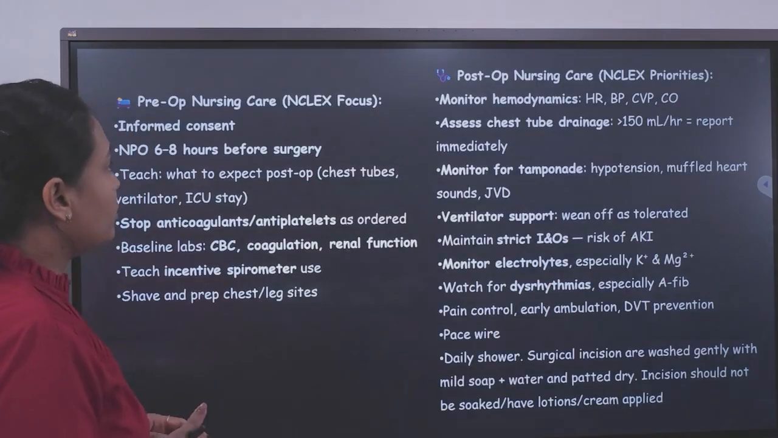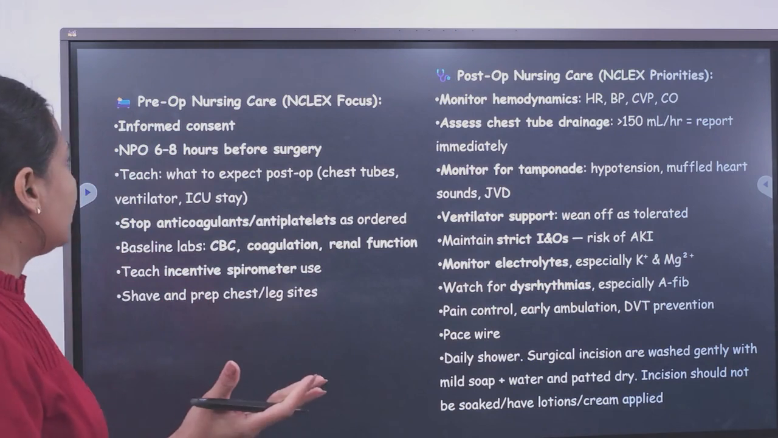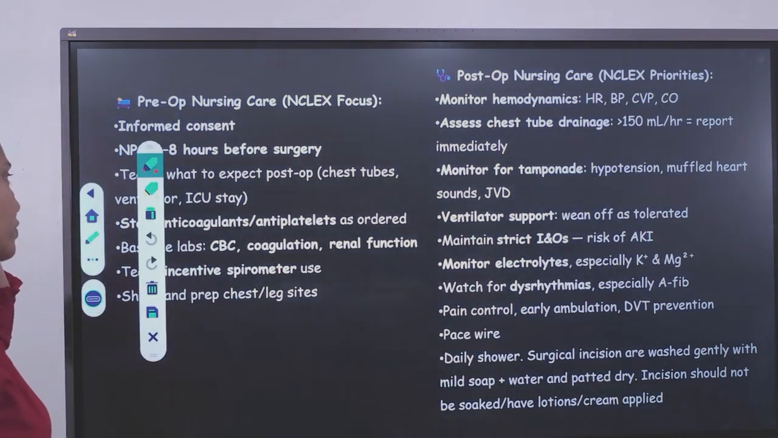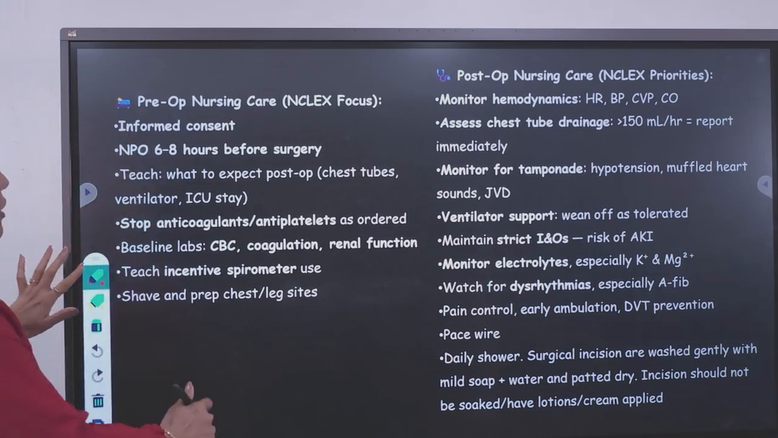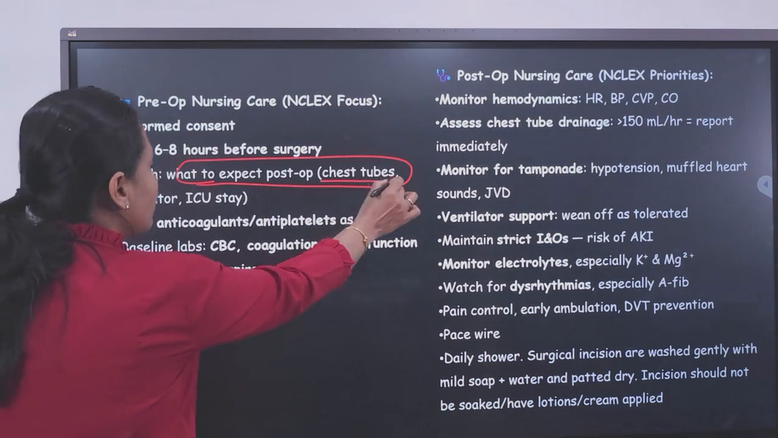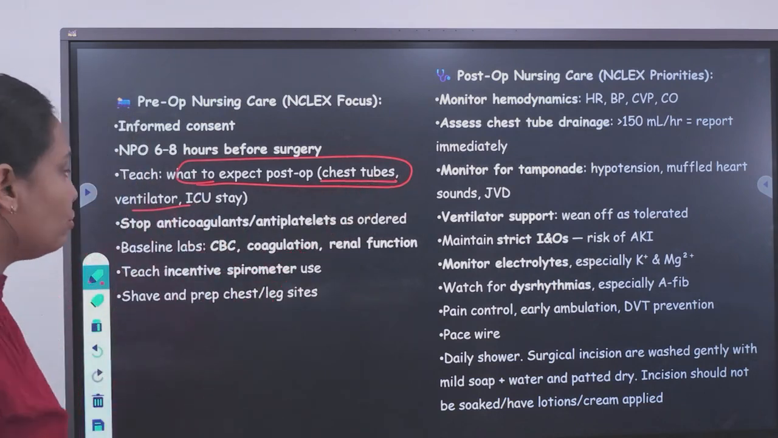Now we are going to read together. So pre-operative care, what are you going to do? Informed consent, NPO. The patient is going to be NPO for 6 to 8 hours before surgery. We have to teach the patient what to expect post-operatively. So the patient will have a chest tube, a ventilator, and will be in ICU.